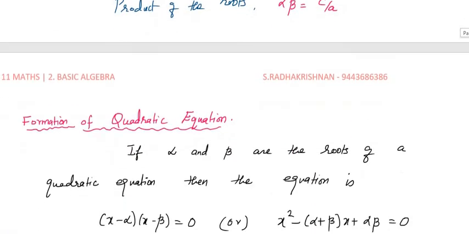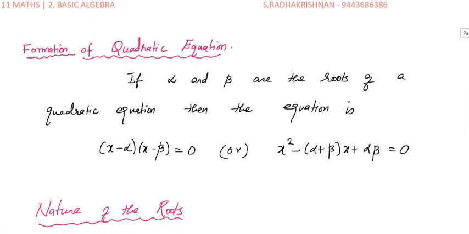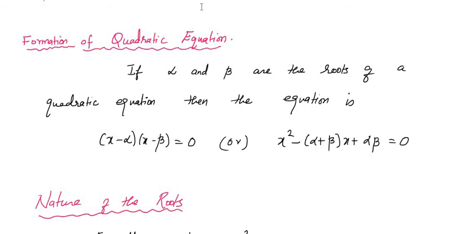Okay, next the concept: formation of a quadratic equation. That is, if the equation is given, we can find the roots. Similarly, if the roots alpha and beta are given, we can find the equation. If alpha and beta are the roots of a quadratic equation, then the equation is x minus alpha into x minus beta equal to 0. We can write it like this, or x square minus (alpha plus beta) x plus alpha beta equal to 0.